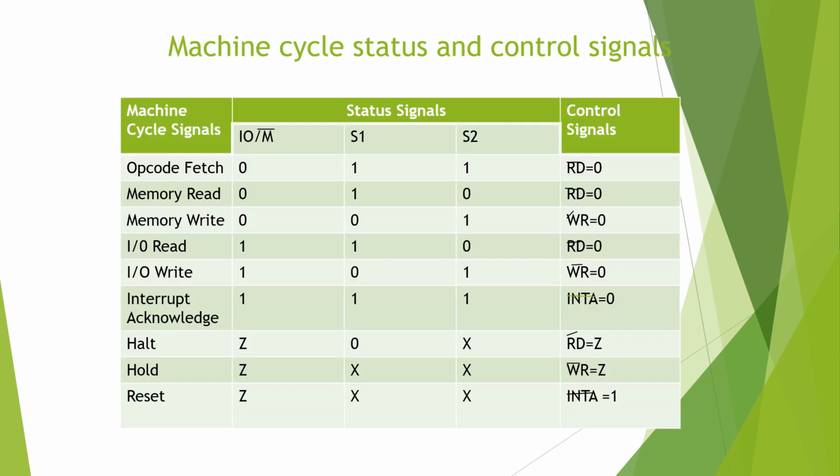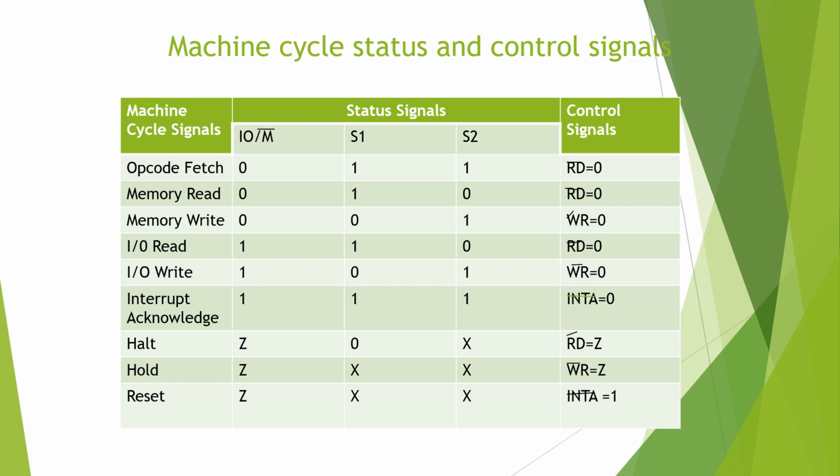There are 3 status signals, IO/M, S1, S0 to indicate the machine cycle. When IO/M equals 1, it indicates that the address on the address bus is for IO devices. When IO/M equals 0, it indicates that the address on the address bus is for memory.